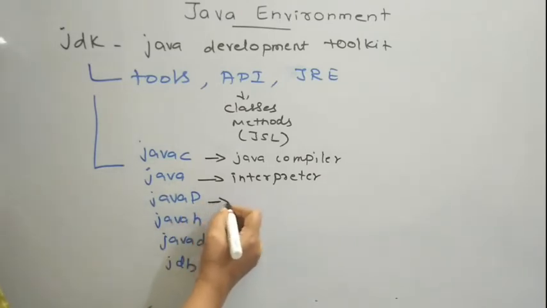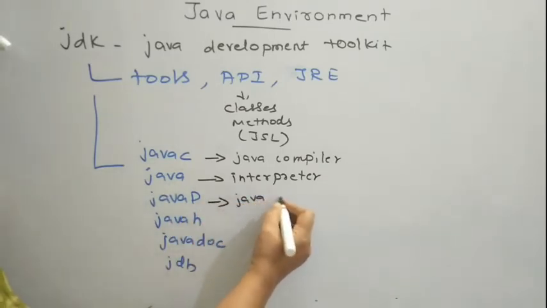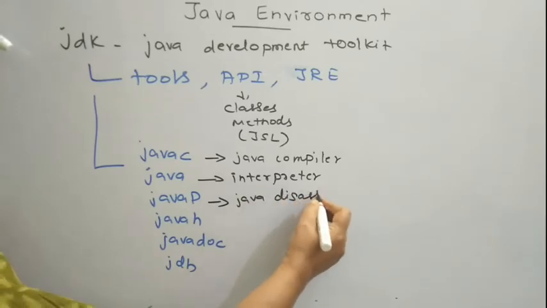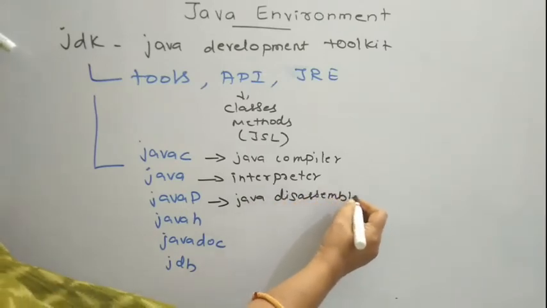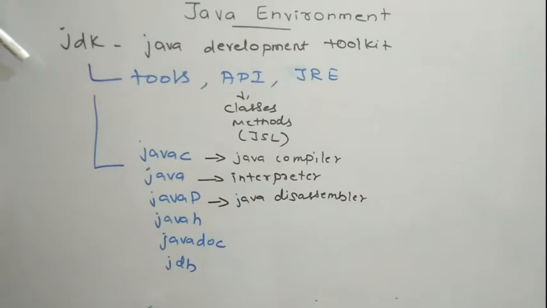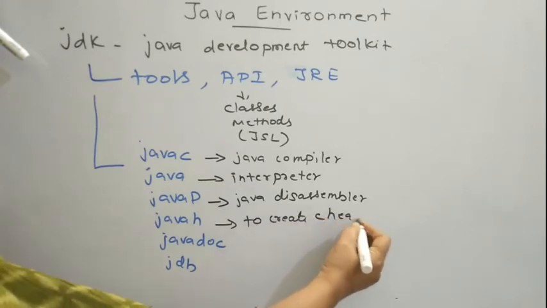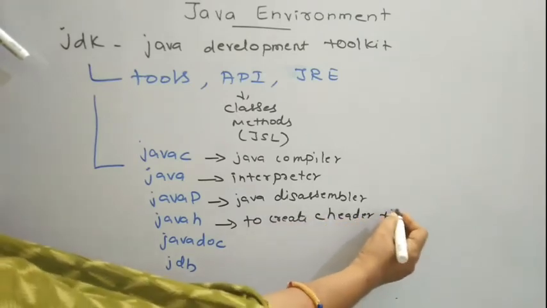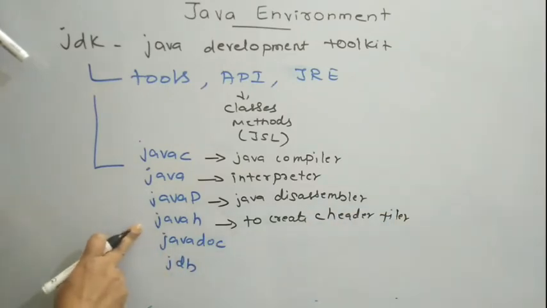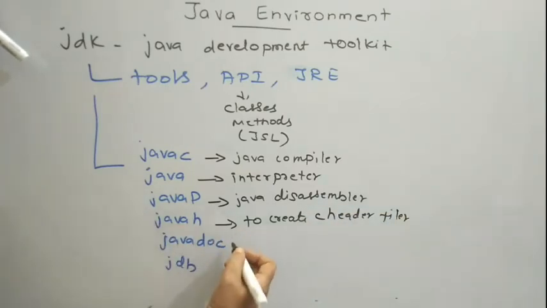Next one is javap, the Java disassembler, which is used to get information about classes, like what methods are defined inside the class and what data members it has, along with their access specifiers. Then javah is used to create C header files to execute our native methods.